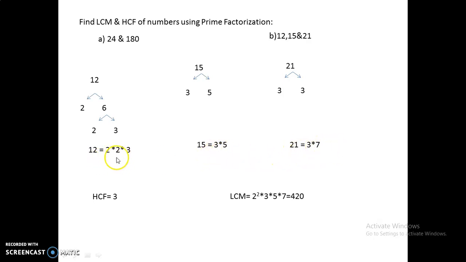So the highest power of 2 in all these 3 is 2 power 2. And coming to 3, the highest power is 3 power of 1. Coming to 5, here it is 5 power 0, here it is 5 power 1, here it is 5 power 0. So 5 power of 1. And same as 7 also, we had only 1 power, that is 7 power of 1. By multiplying this, we will get a value of 420. This is how we will find out the LCM and HCF using prime factorization method.